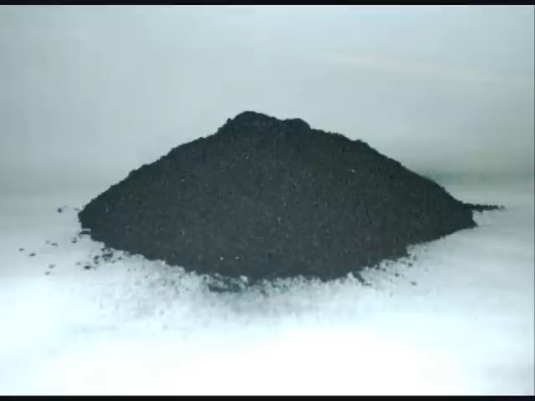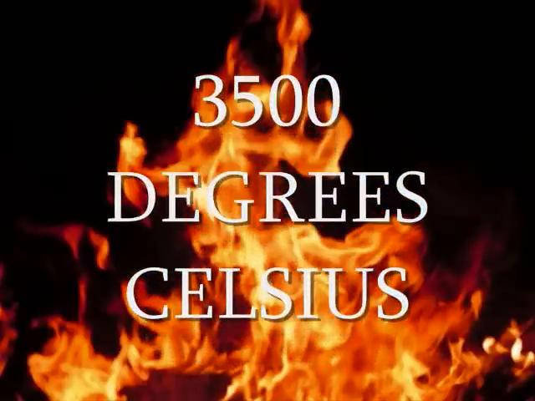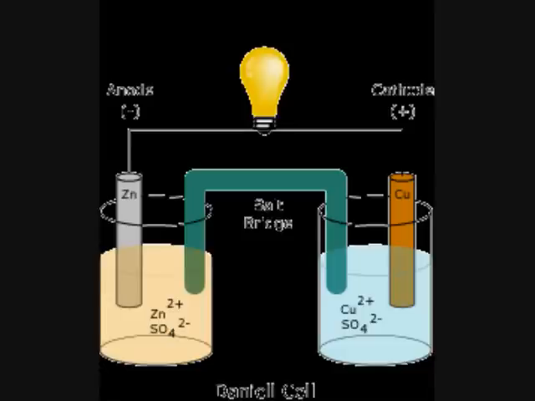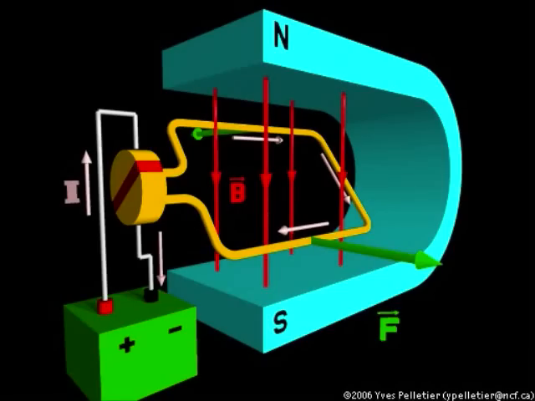Graphite is a brilliant lubricant and a good conductor of electricity. It resists temperatures up to 3,500 degrees Celsius. Because of this, graphite is not only used in pencils, but also used for making electrolysis cells and electric motors and generators.